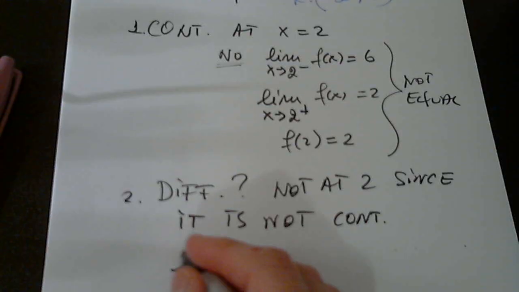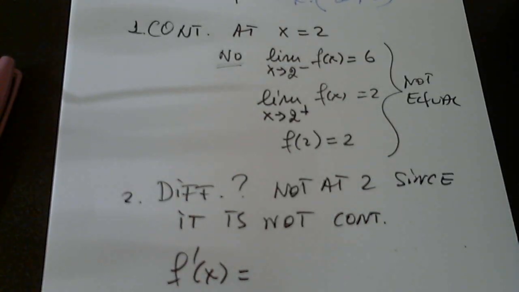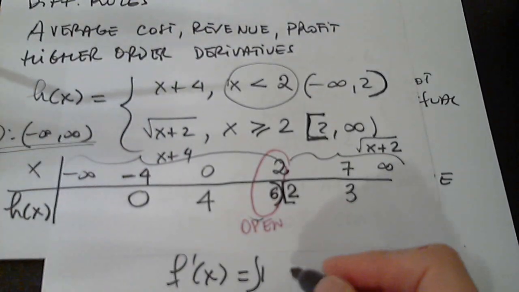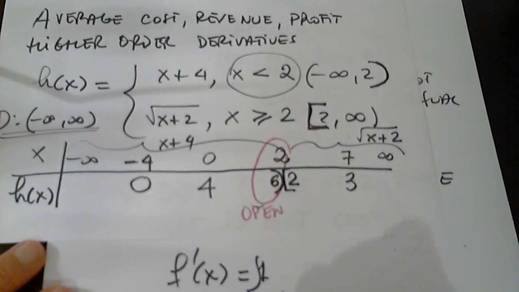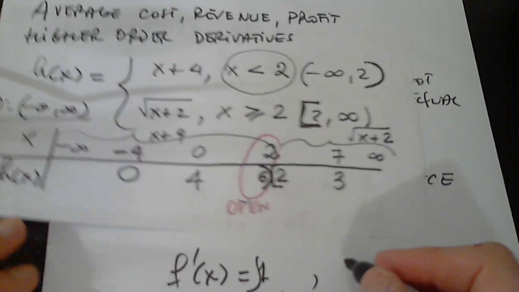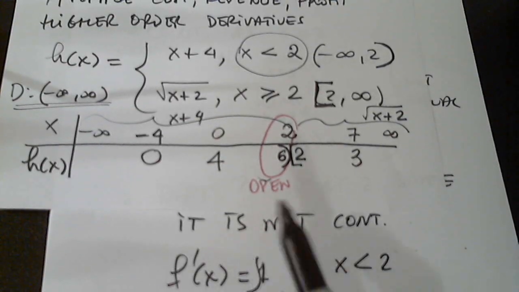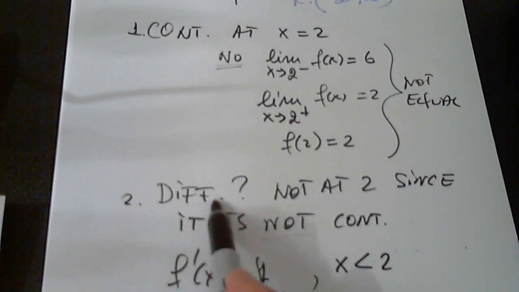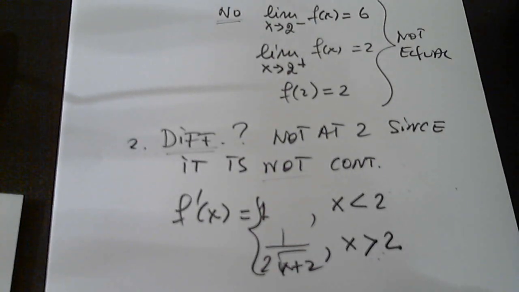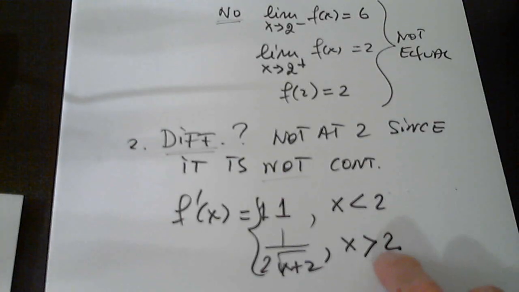I can still find f prime. Very simple. I'll find f prime here. This is 1. And I'll find f prime here, which is 1 over 2 the square root of x plus 2. This one for x less than 2, and this one for greater than 2. Because it's not continuous at 2, it's not differentiable at 2. So I can write a derivative, but I will say the derivative does not exist at 2. I cannot put the equal symbol anywhere.